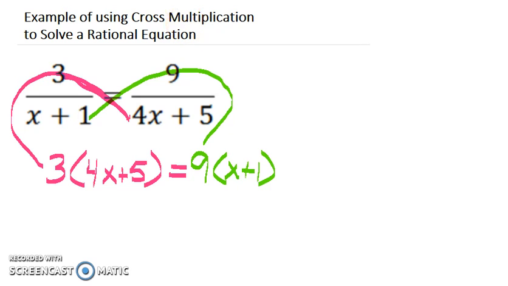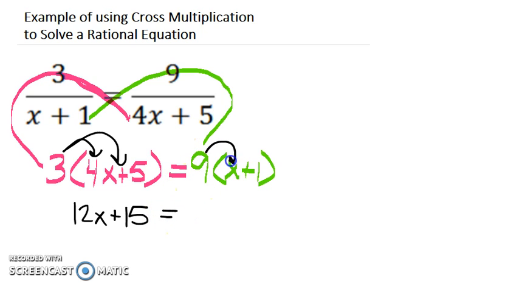So I have set up the multiplication of each side of this equation, and now I just need to follow through with the multiplication. So 3 needs to be multiplied to the 4 in the 4x, which would result in 12x. 3 also needs to be multiplied to the positive 5, so we'd have positive 15. Equals, now we'd multiply the 9 times the x and the 9 times the 1. So that'd leave us with 9x plus 9. So now we have two linear expressions on each side of the equal sign. I don't have fractions anymore. This problem is much less intimidating.